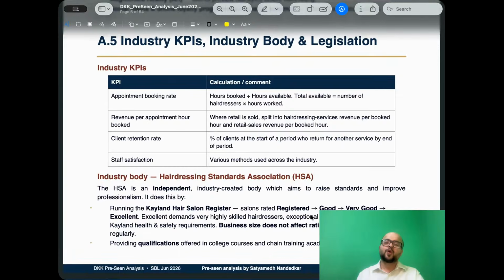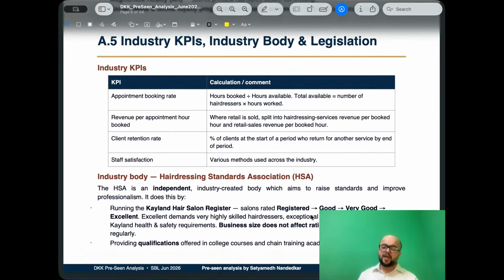Okay. Now what are industry KPIs? How do you measure performance and how do you define the gold standard? What are the industry bodies and legislation? First KPI is appointment booking rate. Hours booked divided by hours available. Total available is number of hairdressers into hours worked. So what is the staff members that you have? Multiply that with the number of hours.